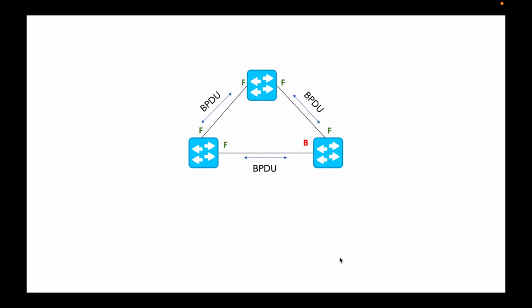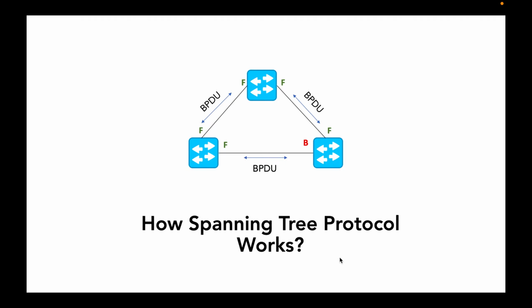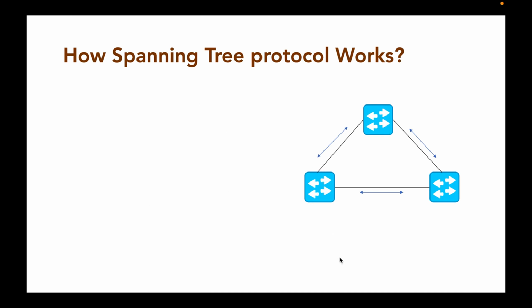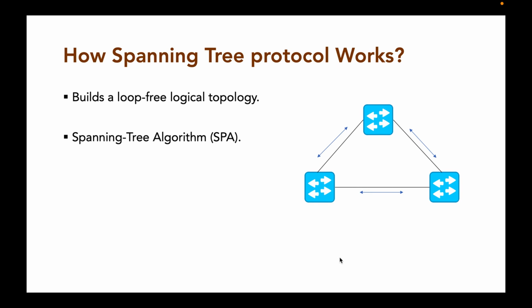In this session of the CCNA series, I'll discuss how Spanning Tree Protocol works. STP, or Spanning Tree Protocol, is a protocol that builds a loop-free logical topology for layer 2 networks. STP uses the spanning tree algorithm to create a topology database of the network. And to prevent loops, STP places some interfaces in forwarding state and other interfaces in blocking state.